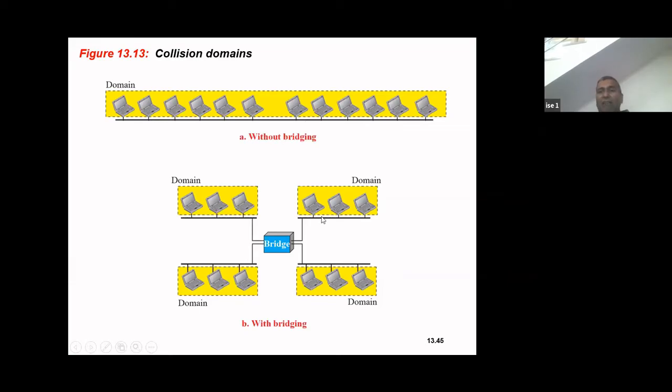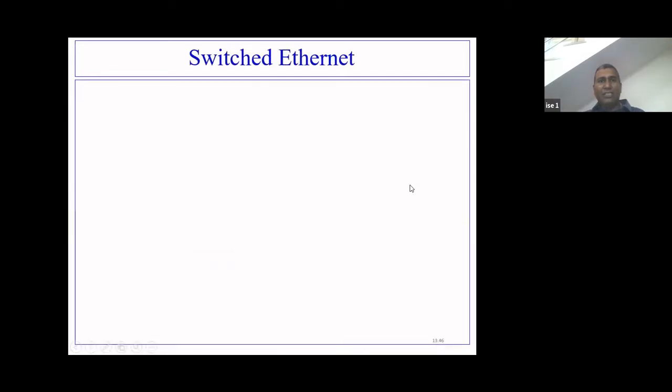But here, if a collision occurs in this particular domain 2, I said this is domain 1, domain 2, domain 3, and domain 4, the effect of the collision is restricted to this domain only, and the other domains can still transmit the data across, except this domain. So that is the biggest advantage of separating the collisions through a bridge. This was something about bridged Ethernet.